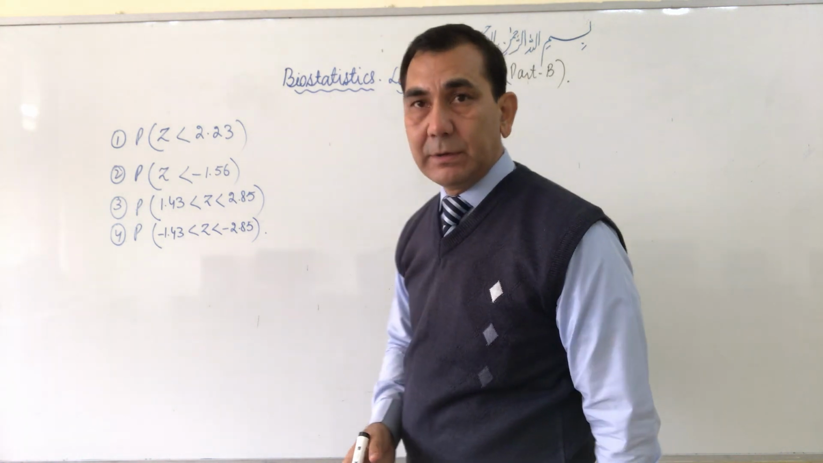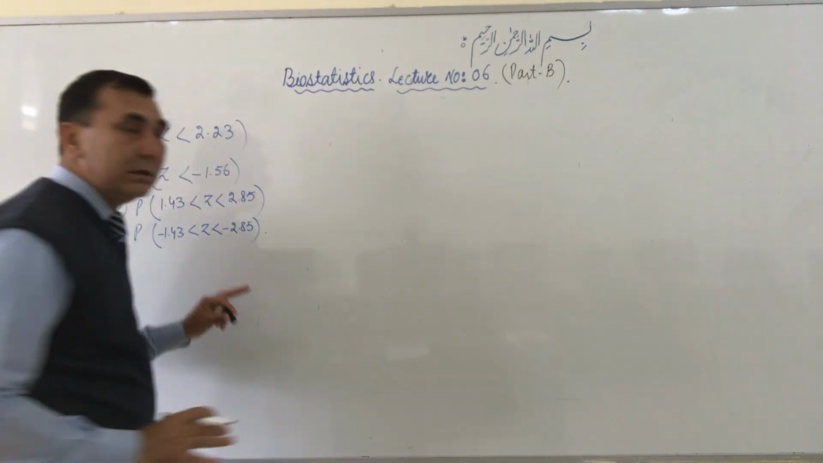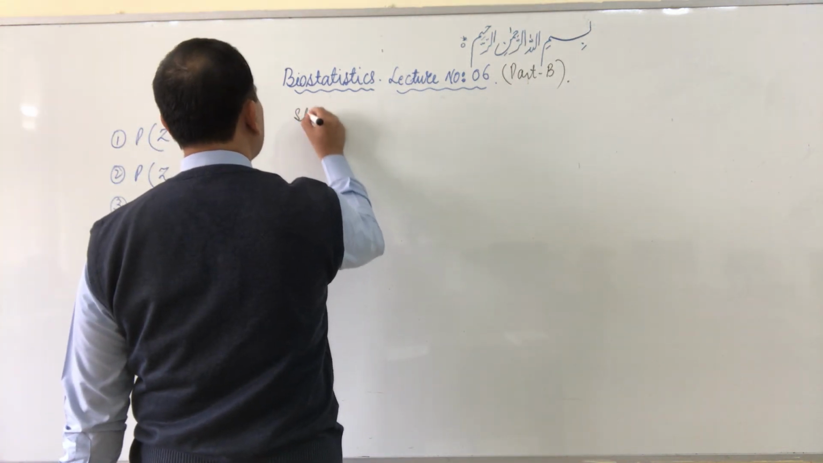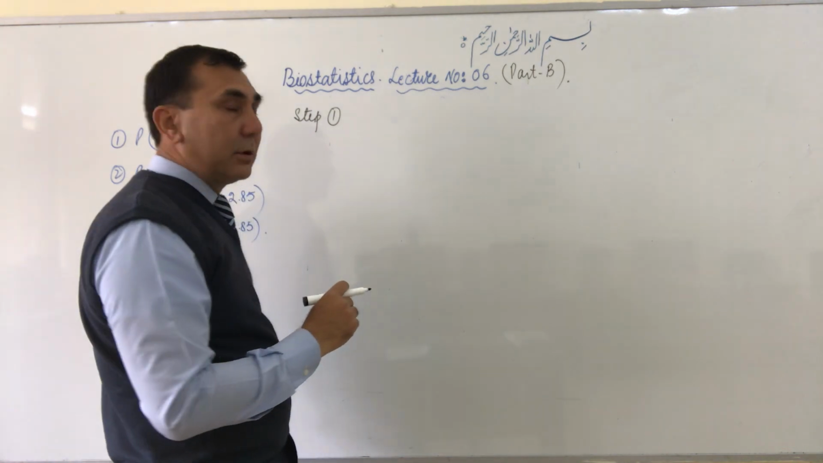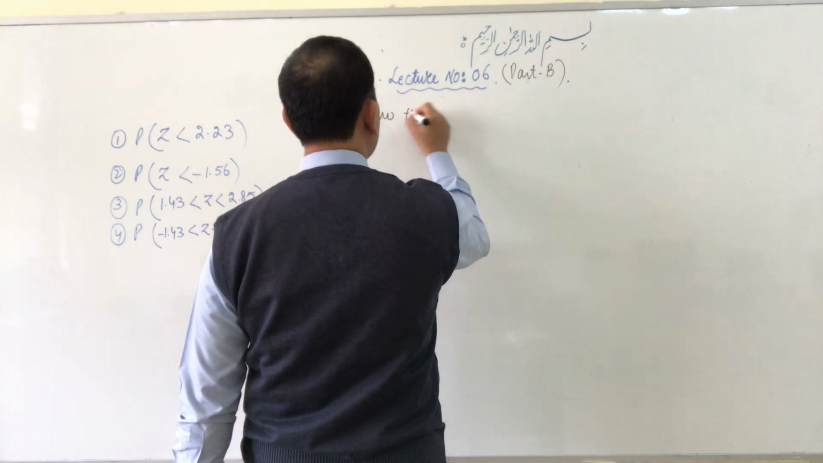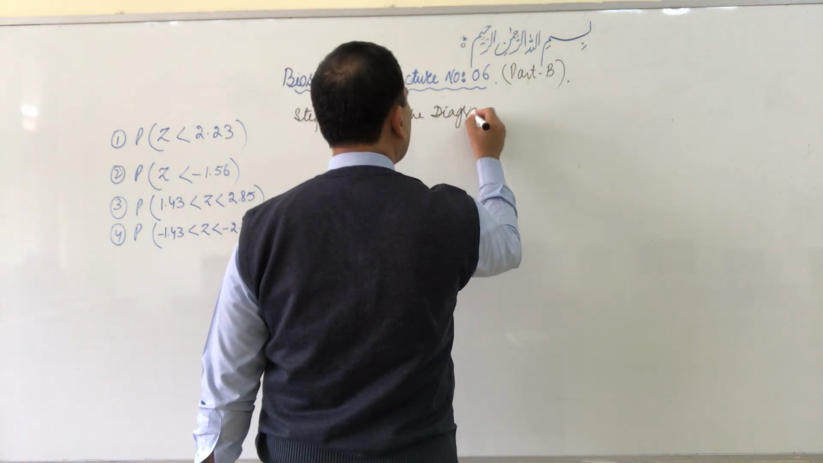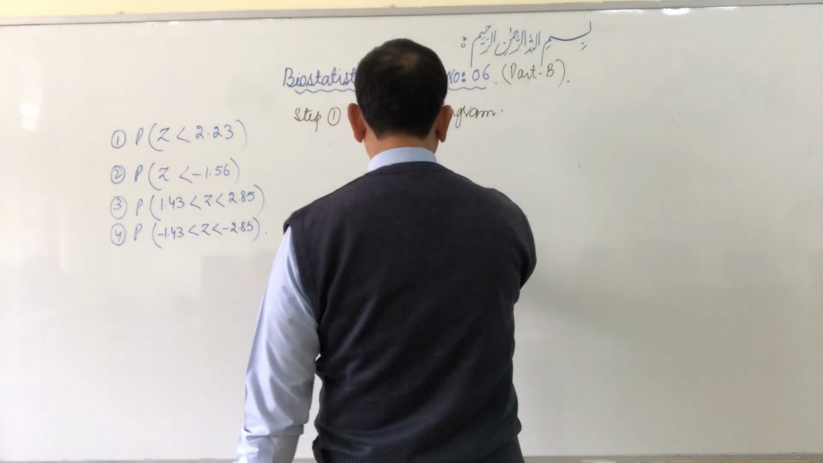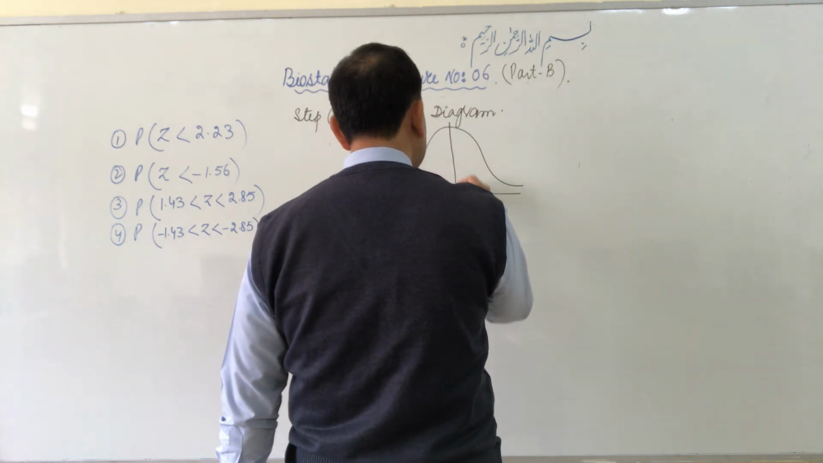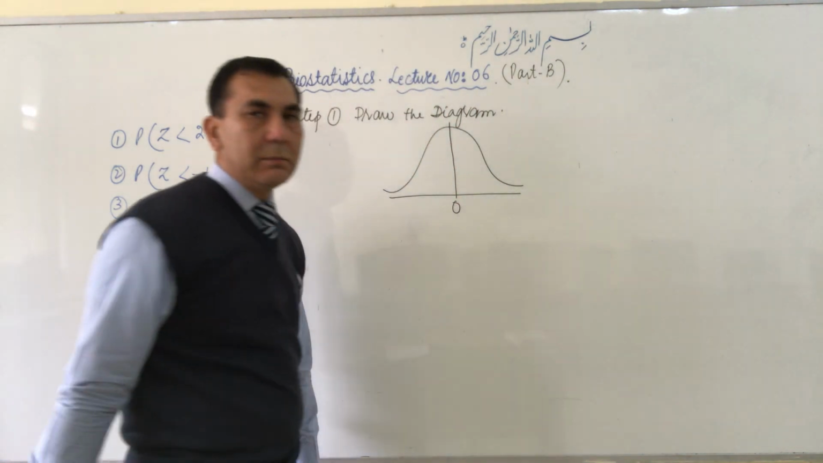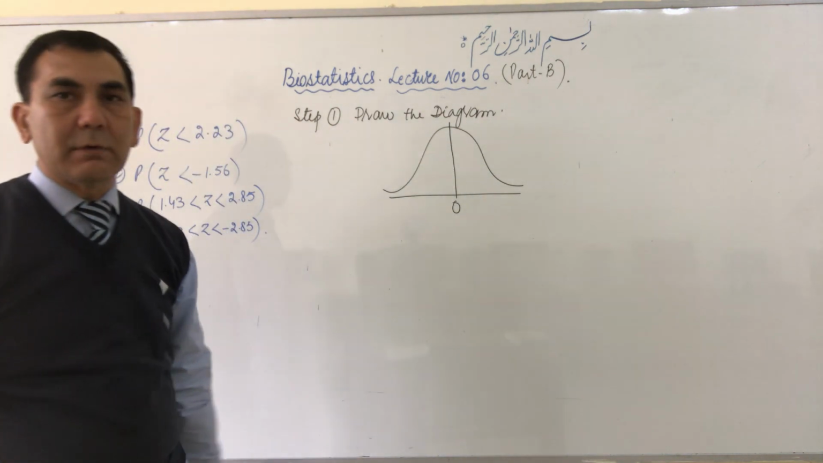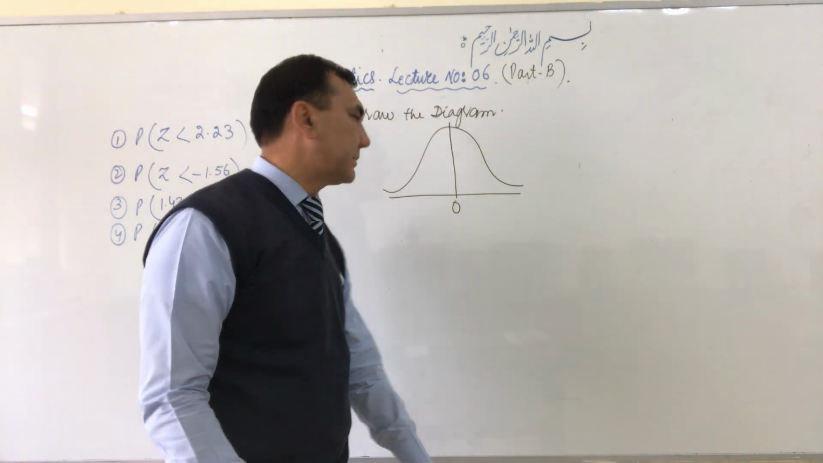As I told you in the previous lecture, we solve all these numericals in three steps. Step number 1 of the probability area under the normal curve is to draw the diagram, of the bell shape. This is the center of the normal distribution, with 0.5 on the left side and 0.5 on the right side. Total probability is 1 or 100%.